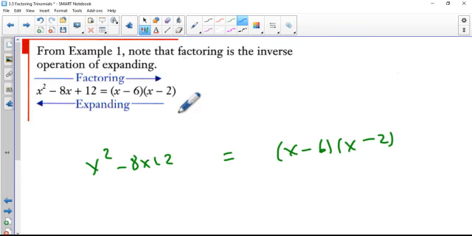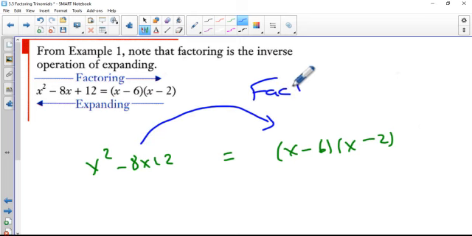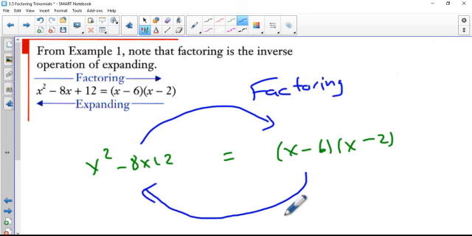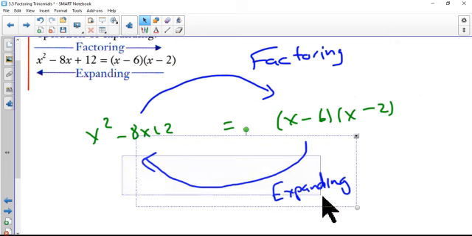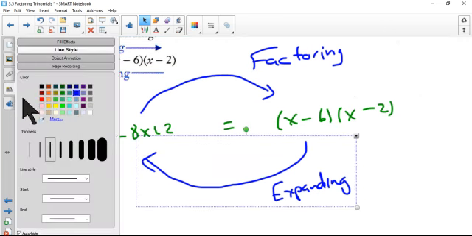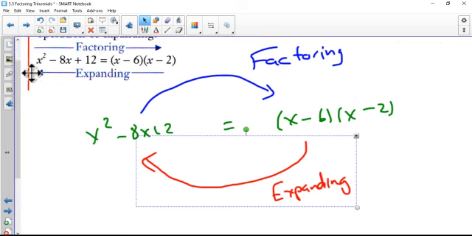the process of going from the trinomial to the two binomials is known as factoring. When we take the multiplication of the binomials and we put it in the expanded form, it's known as expanding. So we take a trinomial, we factor it into two binomials, the multiplication of two binomials. If we have the multiplication of two binomials, we can expand it into a trinomial.